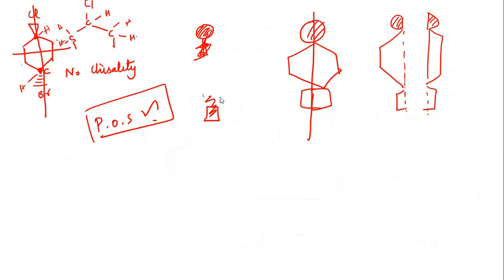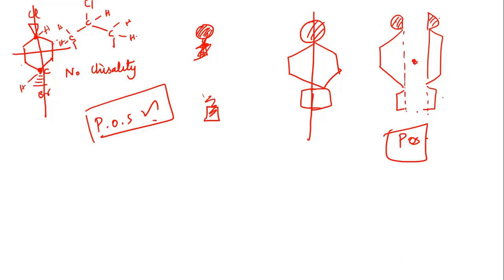Let's come here now. This guy has a plane of symmetry. Yes, of course, this guy has a plane of symmetry. If we have a center, let's talk about this as the center. Towards the left, I have half a Cl and half a bromine, and towards the right, I have again half a Cl and half a bromine in the same orientation. So this guy has no center of symmetry.